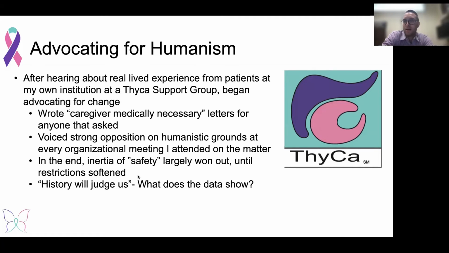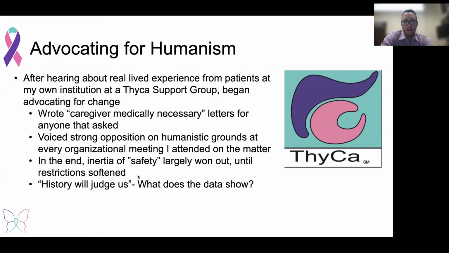Anytime there was any kind of organizational meeting, I voiced strong opposition on those grounds. I used as a kind of ammunition that hospitals are also very concerned with patient satisfaction scores. And so I was saying this was a negative driver of patient satisfaction scores because, hey, you've got to speak the language of the people that are making the decisions, right? In the end, I will say the inertia of safety won out and our visitor policy didn't really change until things got better.